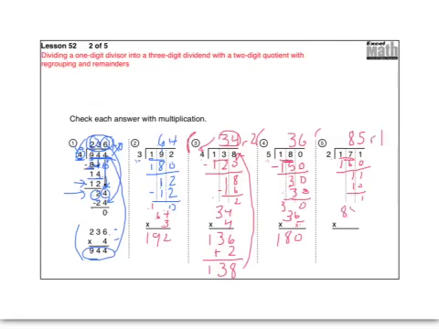Then you're going to do 85 times 2. 5 times 2 is 10. 8 times 2 is 16, plus 1 is 17, and then I have to add the remainder on. 171 matches up.